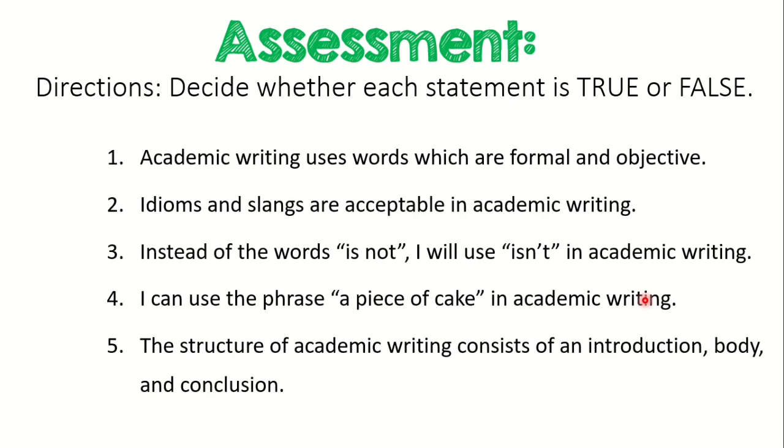Okay, now let us check. For number 1, what is your answer? True or false? Very good. Number 2, false. Because we avoid these words because these are not direct and simple. This may confuse your readers. How about number 3? It is also false, correct? Because we avoid contractions. We should use is not because that is how we say the full words, is not.